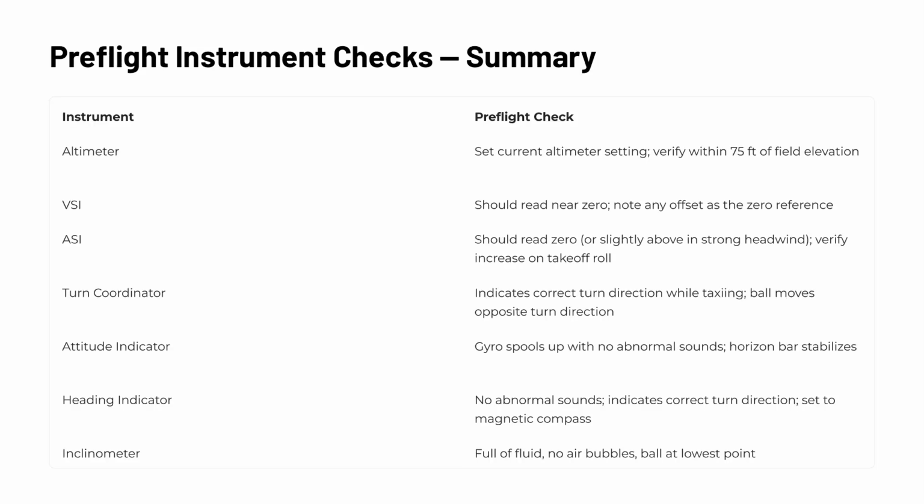Before departure, you must verify that each of your six-pack instruments is functioning correctly. Let's walk through the key checks. On the altimeter, set the current altimeter setting and confirm the indicated altitude is within 75 feet of the known field elevation. The VSI should read at or very near 0. If it shows a slight offset, note that value as your 0 reference in flight.